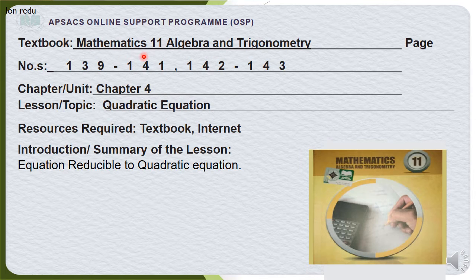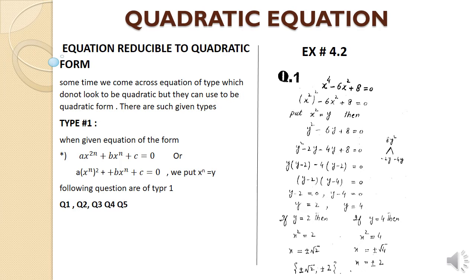AppSec Online Support Program OSP, textbook Mathematics 11, Algebra and Trigonometry, pages 139 to 143. Unit chapter number 4, lesson topic quadratic equation, resources required: textbook, internet. Introduction to summary of the lesson: equations reducible to quadratic equations.